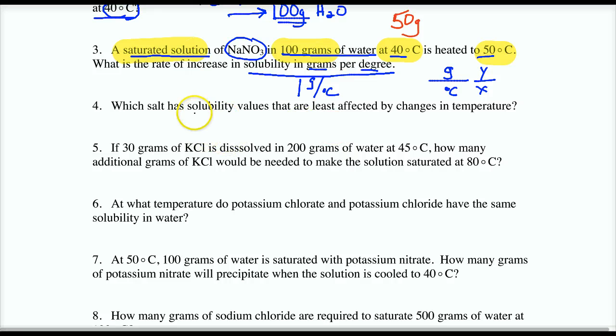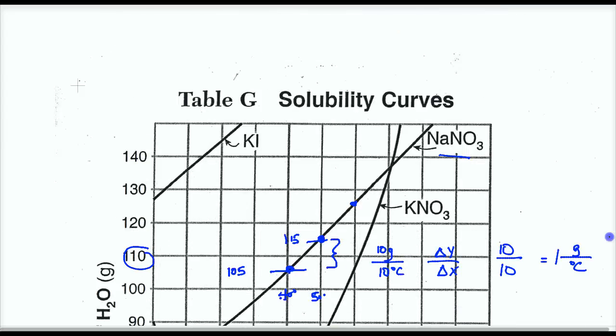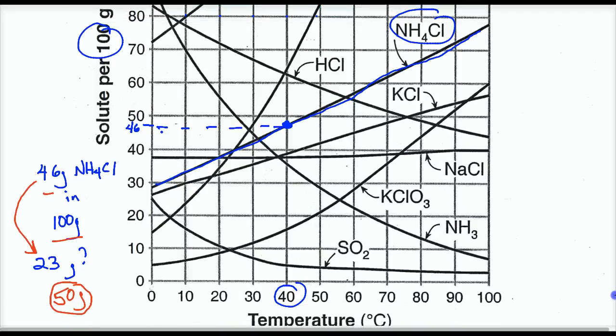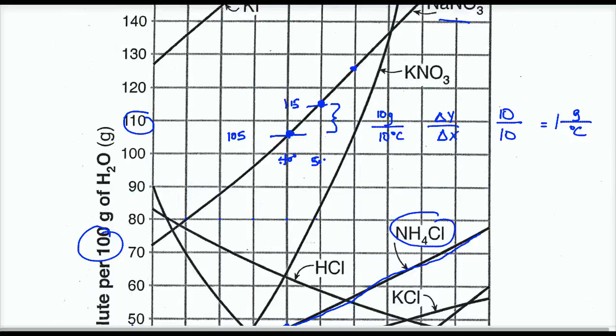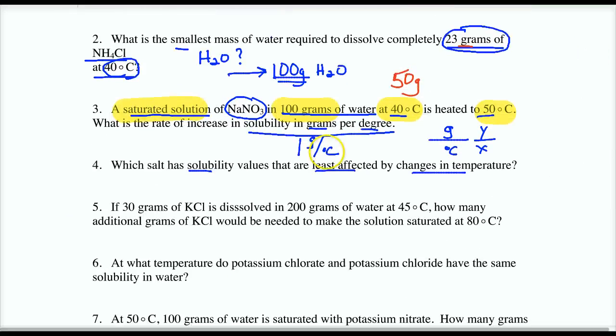Which salt has solubility values that are least affected by changes in temperature? That would have to mean I have a solubility curve that's pretty flat. Look at that. Sodium chloride seems to have the least changes in solubility, which is probably pretty important since we use these salts, these ions, in our body. And since we have fluctuations in temperature, we don't want salts to be precipitating out much. So it's pretty interesting that we use this salt in our body by natural selection or something like that. Okay, so NaCl is the answer. It has the slope closest to 0.